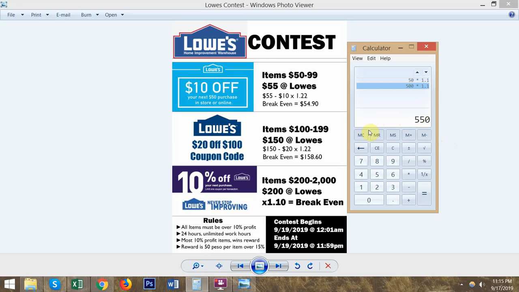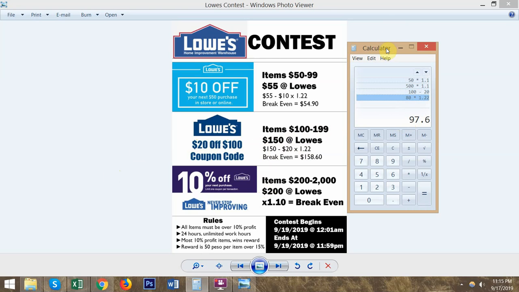Now it gets a little bit more complicated on items that are below $200, because items that are over $200 are 10% off. And percentages work the same way backwards as they do forwards. But if you get $20 off a $100 item, this is what the equation looks like: $100 minus $20, and then you do times 1.22. There's the equation right there.